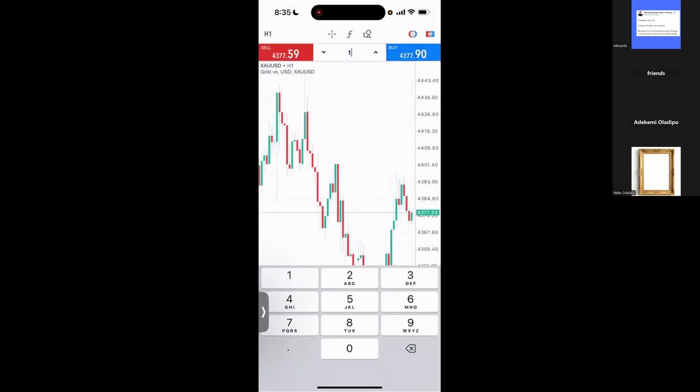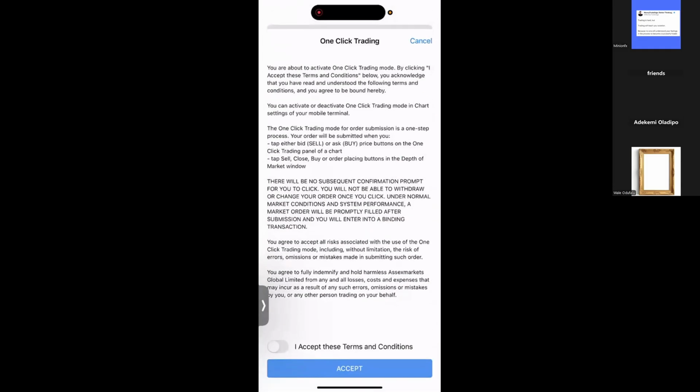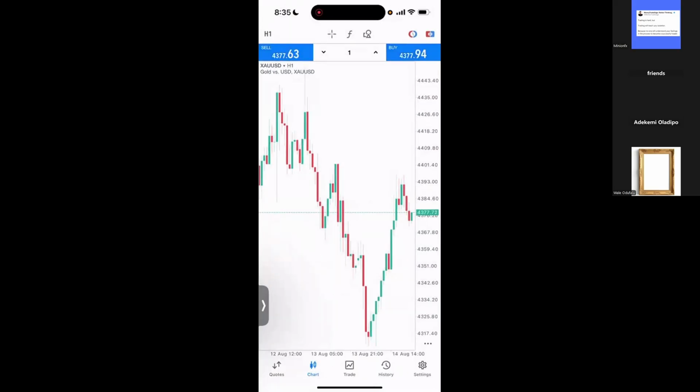Good. Click on buy. Accept, because this is your first time. Click on buy again. Boom. Don't click on it multiple times, or you've executed the trade twice. You can see that this trade is automatically counting in loss because of what we call spread. Now it has moved in your favor, it's giving you profit. So go to trade.